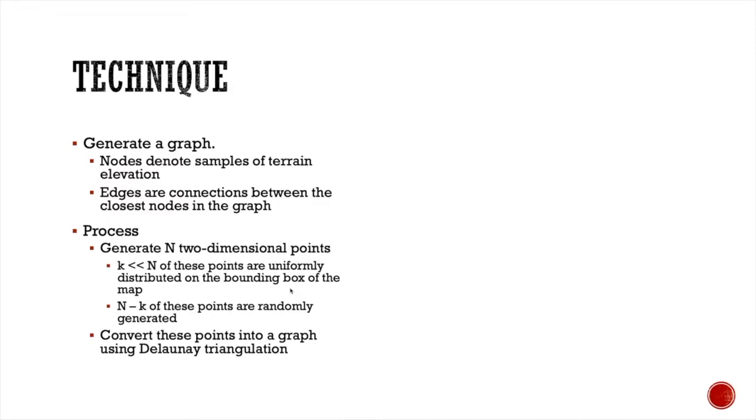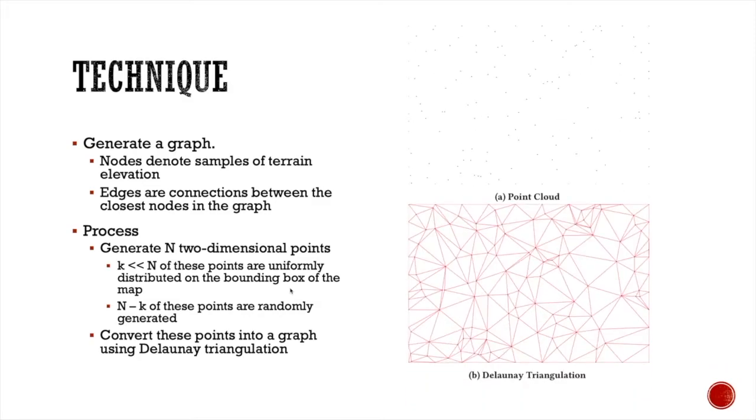For k of these points, where k is much less than n, we distribute these k points uniformly along the bounding box of our map. The rest of these points then are simply randomly generated in the interior of the map. And after we do this, we convert these points into a graph using Delaunay triangulation. The figure on the right here briefly shows the point cloud that one might construct and the results of Delaunay triangulation of these points.